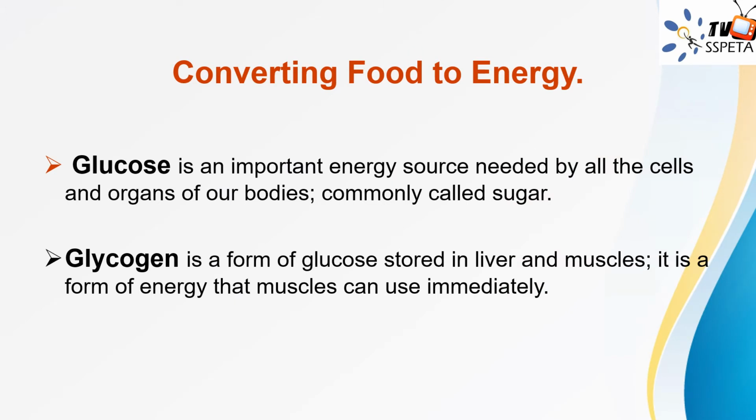Glucose, commonly called sugar, is an important energy source needed by all the cells and organs of our bodies. Glycogen is a form of glucose stored in the liver and muscles. It is a form of energy that muscles can use immediately.